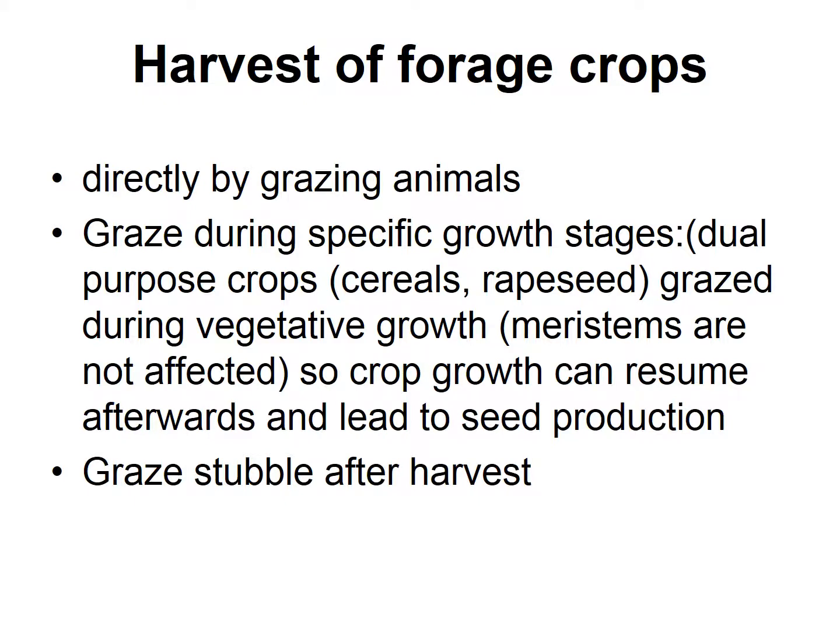In the case of forage crops, we first have the alternative of direct consumption by grazing animals. We can have grazing during specific growth stages in the so-called dual-purpose crops like cereals or rapeseed that can be grazed during vegetative growth because meristems are not affected, so crop growth will resume afterwards and lead to seed production. We can also graze the stubble of the crop after harvest.